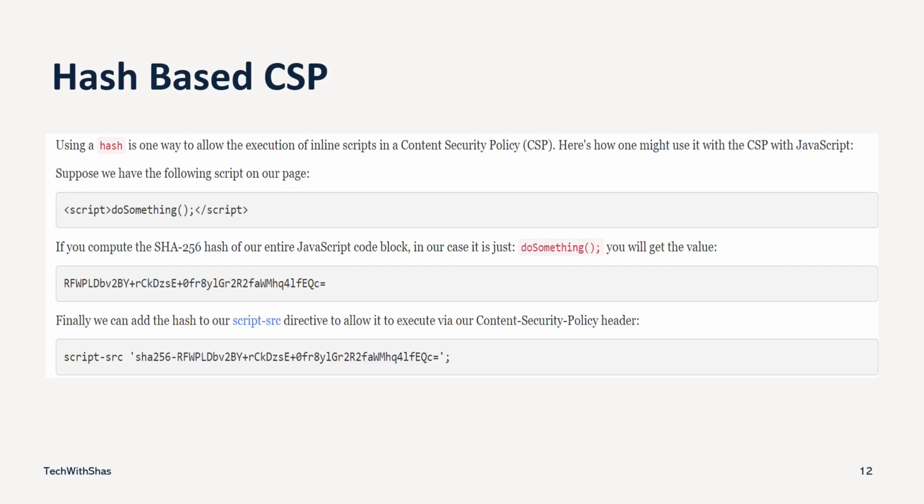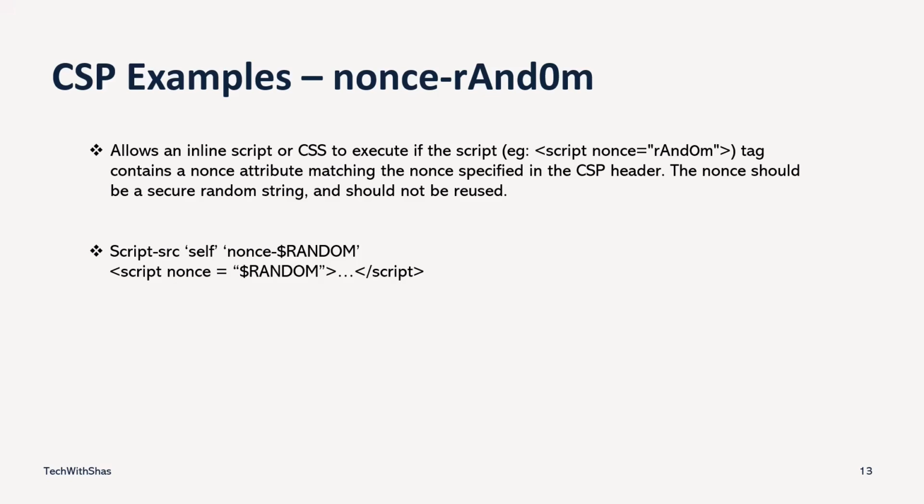So what is the next option we have? We have one more option: we can have a nonce-based cryptographic number. That number is a random number. So you can randomly generate a number that you put in the security policy. Also, you put that nonce number into each script.